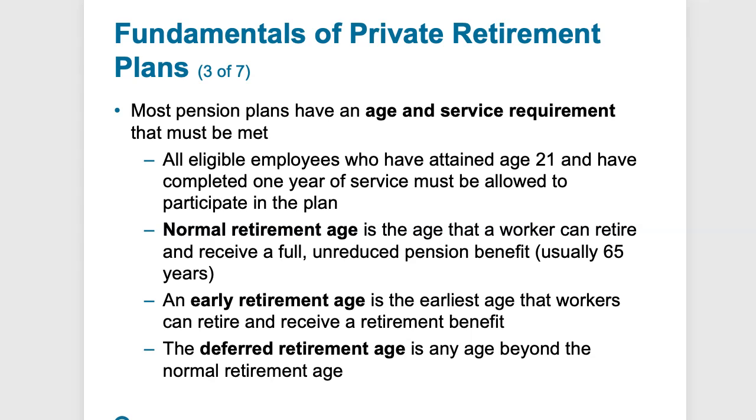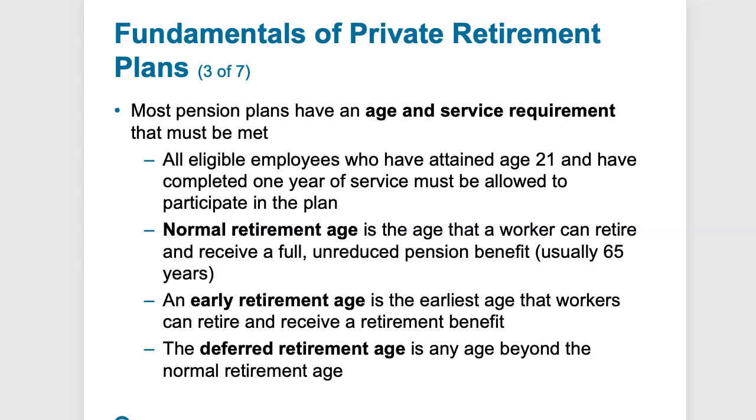Now, when we look at normal retirement age, this is going to be an age where you can receive your pension benefits with the full benefit, and usually it's at 65 currently. Some people do retire early, and if an employee retires early, they're going to receive a retirement benefit, but it could be reduced.